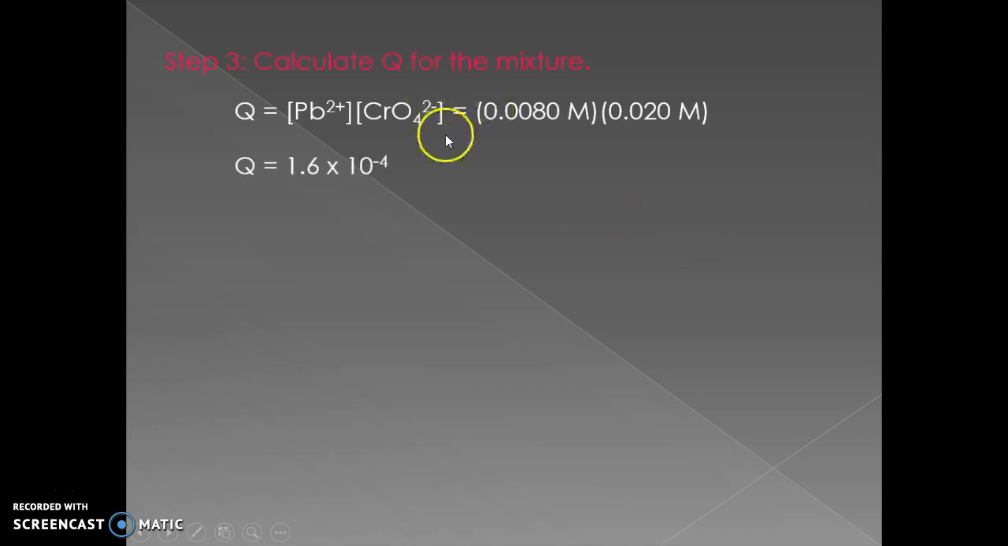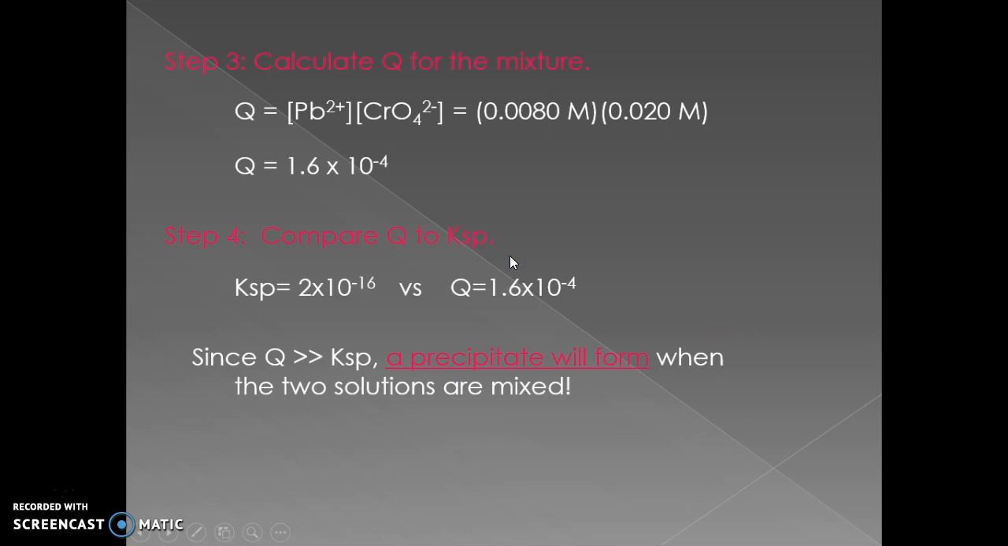So if you think about the ICE chart we would have to set up, actually you don't even really need to, because these are our given concentrations. These are not the change, but these are the E concentrations, these values. So what do we do? We multiply them together because we don't have to square anything. They're in a 1-to-1 ratio. We get 1.6 × 10⁻⁴. So we're going to compare. KSP is 2 × 10⁻¹⁶. Q is 1.6 × 10⁻⁴. This number is much larger than this number, so yep, we are going to see a precipitate form.